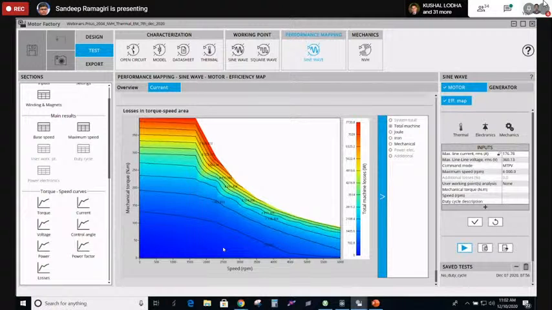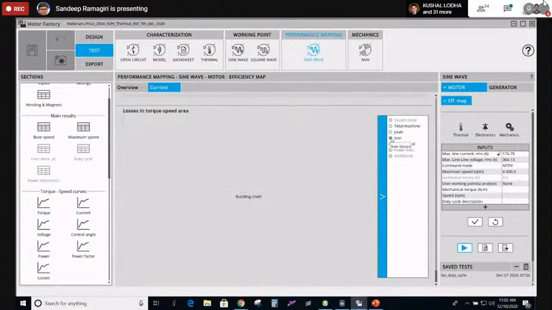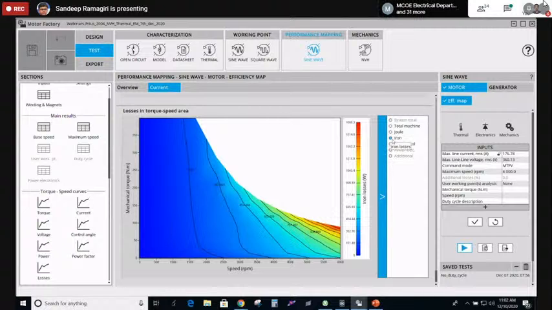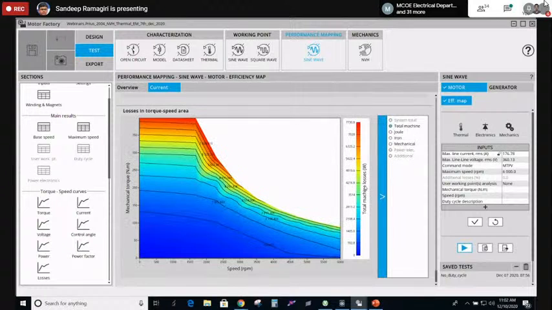We can have iron losses and joule losses, and we can also have the mechanical losses. So that is what about the efficiency maps characterization. So once you do this electromagnetic analysis, we can also do the thermal simulation.